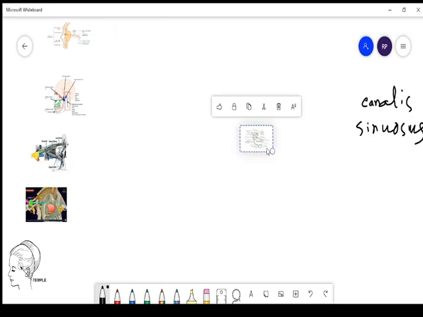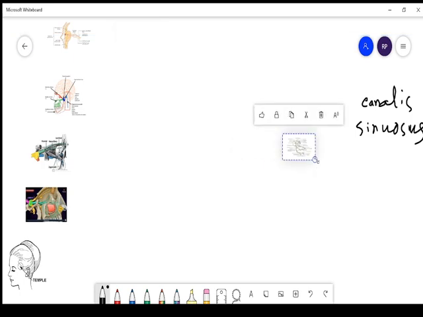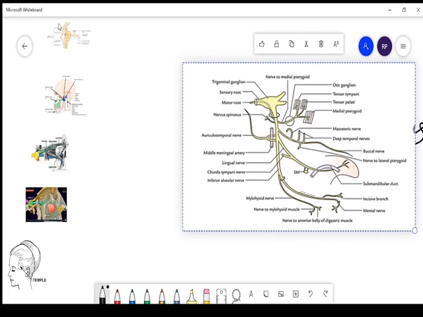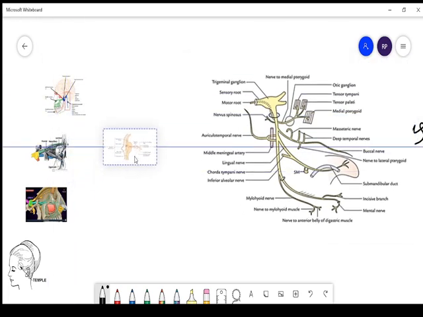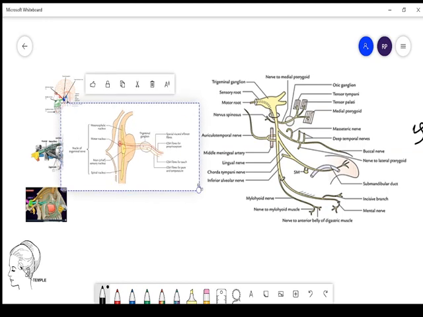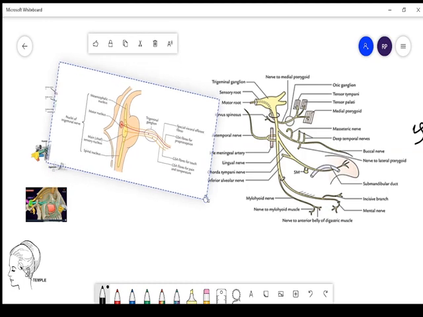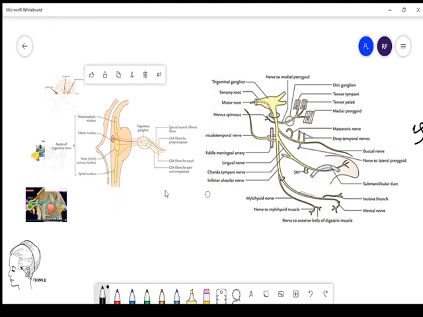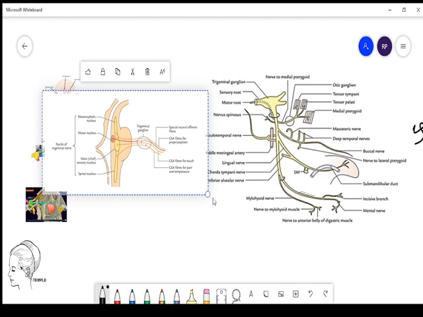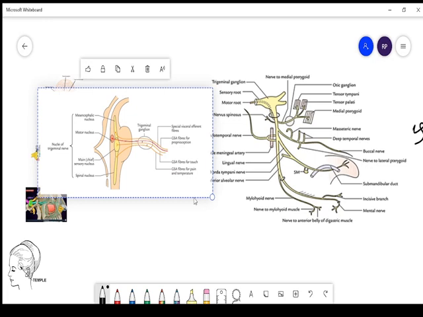Now I am coming to the mandibular division. This is the mandibular division. It is a long division and it contains both sensory and motor fibers. And I have brought this picture of the brain stem so that the pathway can be explained easily.